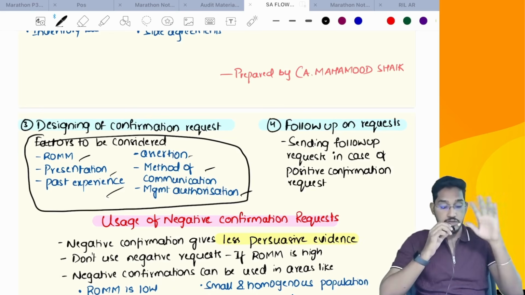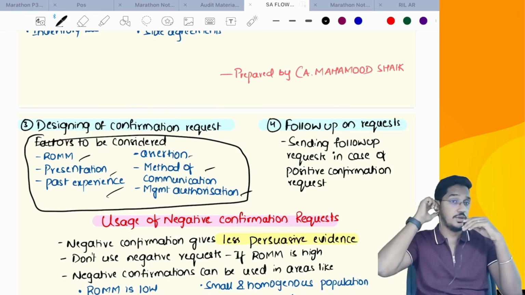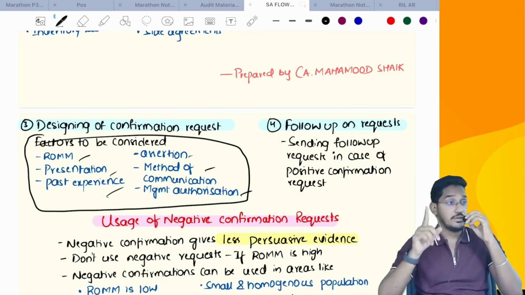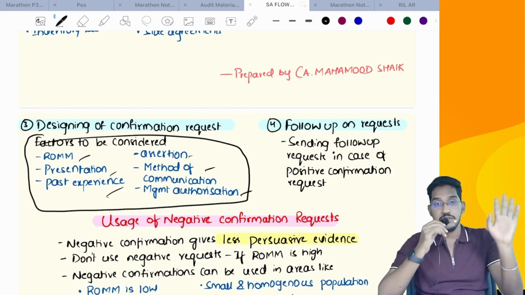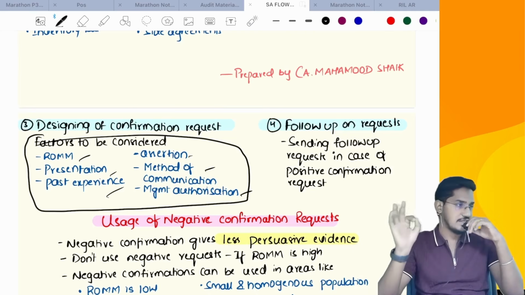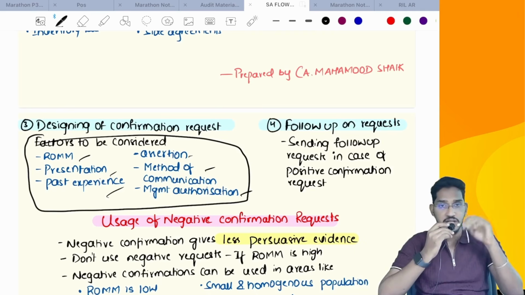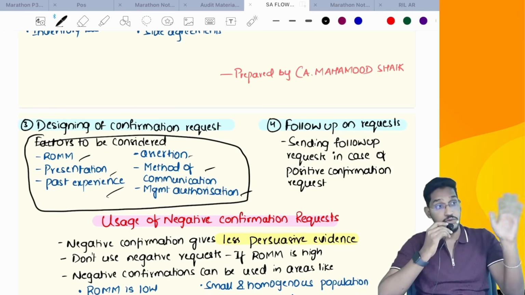Negative confirmation request does not give that much persuasive evidence. Persuasive, what is the meaning of persuasive? Convincing. Pervasive is different, persuasive is different. See, positive confirmation request, you get more convincing evidence, whereas negative confirmation request will give you less convincing evidence. Does that mean you should not use a negative confirmation request at all? No, you can use it.